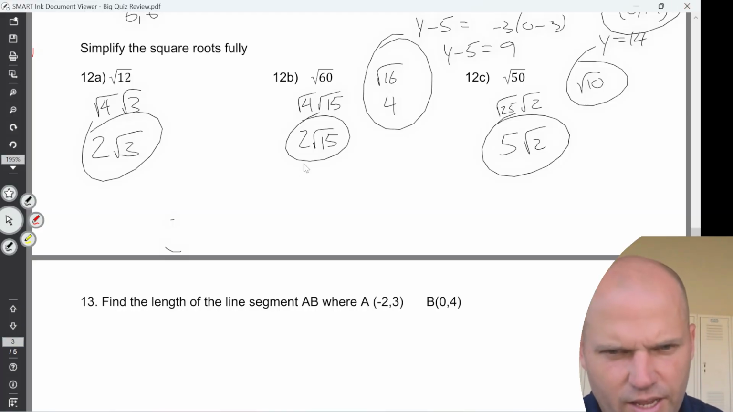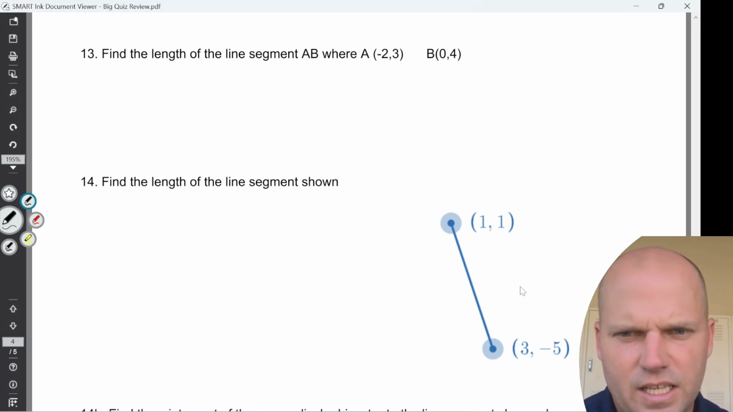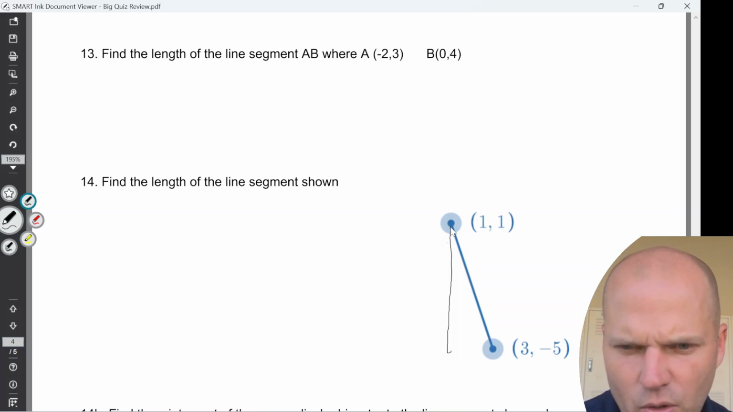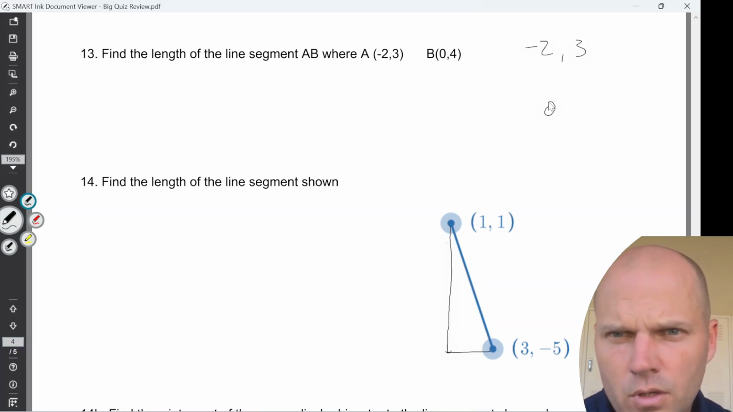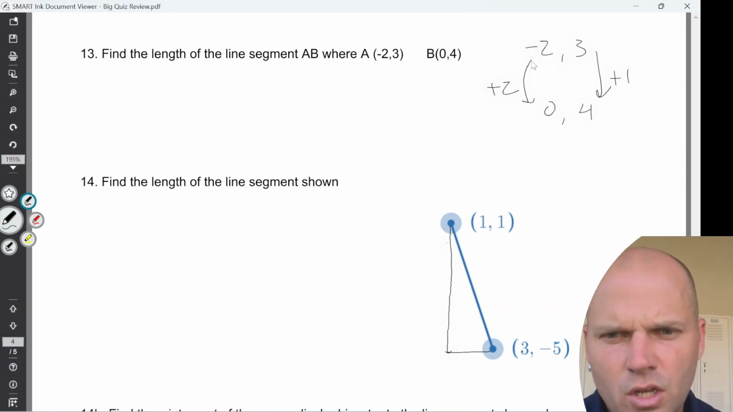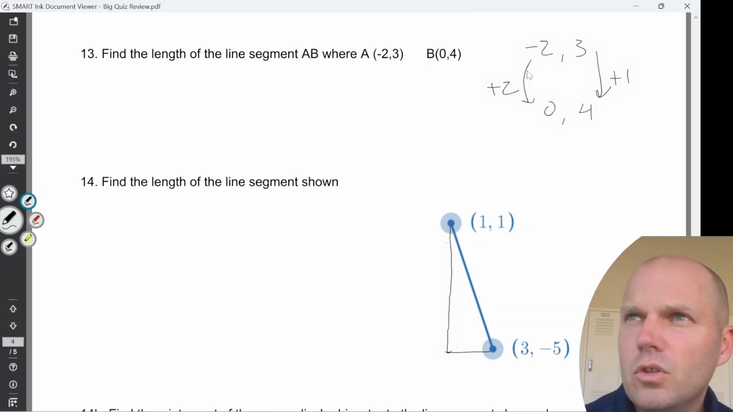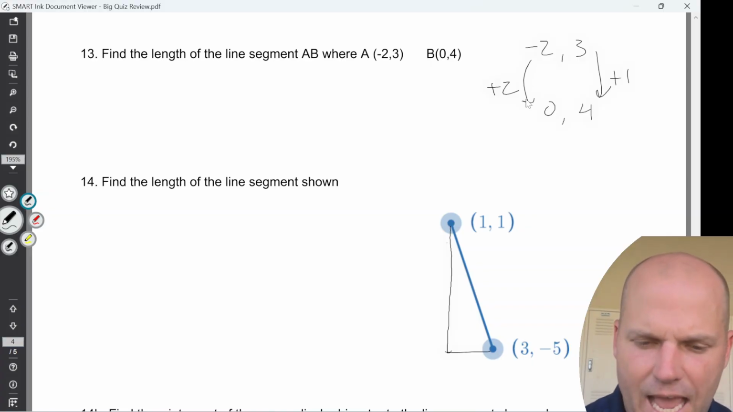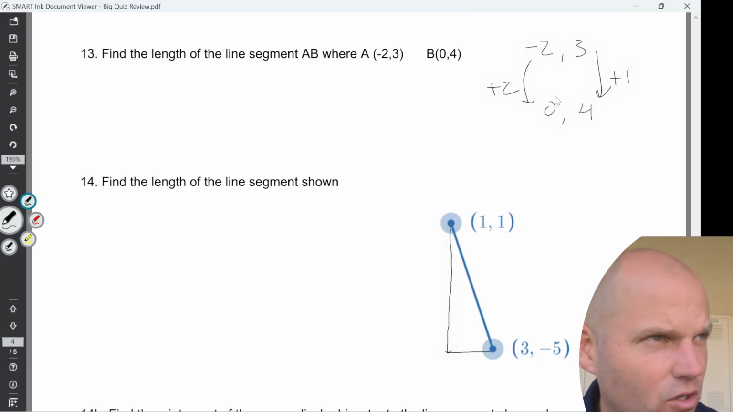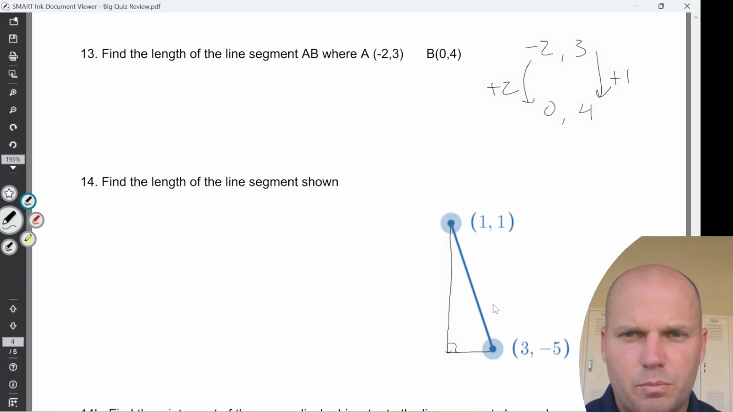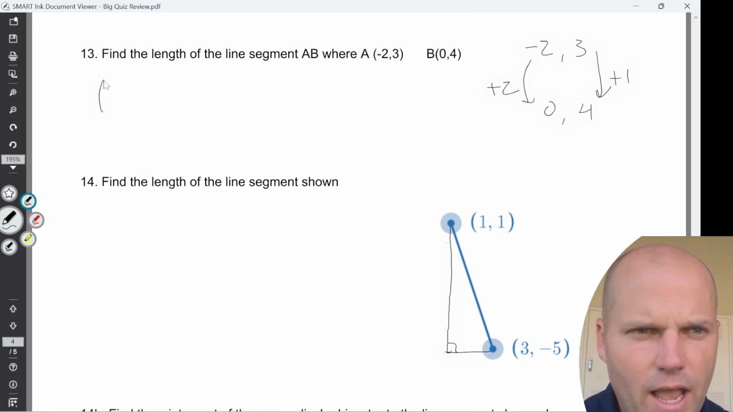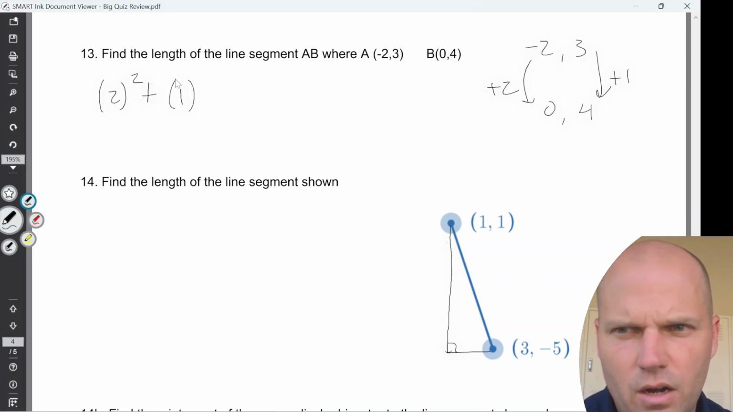Cool. Moving on to the next, find the lengths of line segments. Well, we realize that line segments can have a horizontal component and a vertical component. Our slope, thought of as separate values, our y change, our x change, combined using the Pythagorean theorem can give us a diagonal distance change. The length of a diagonal is like the length of a hypotenuse of a right triangle. We use a squared plus b squared equals c squared.